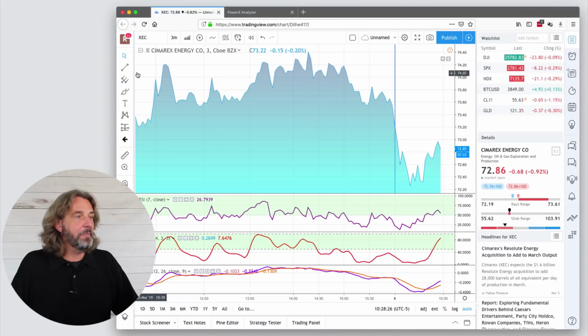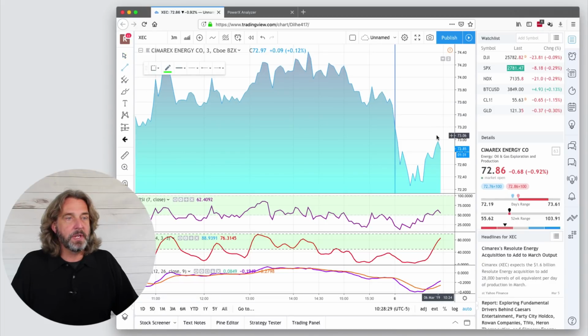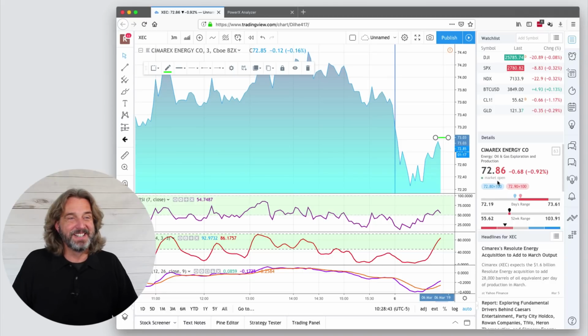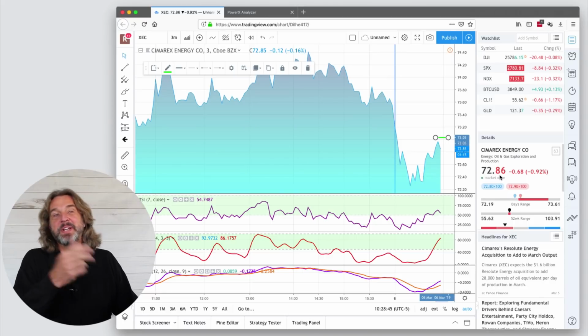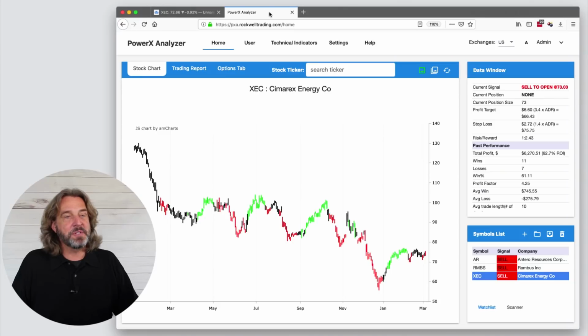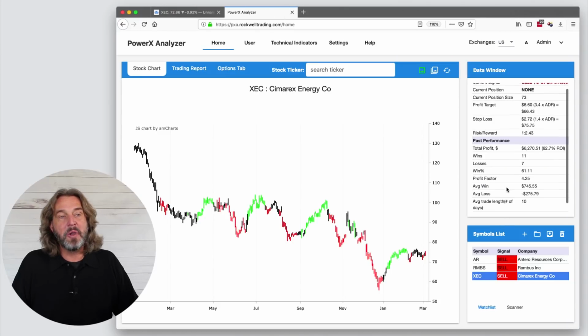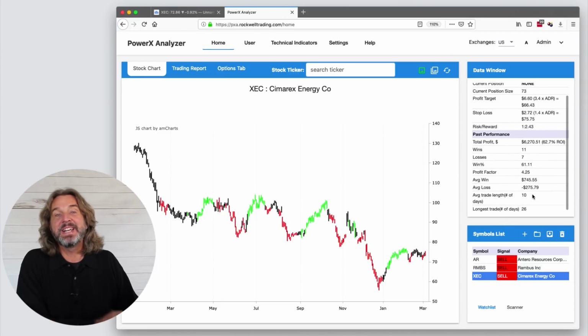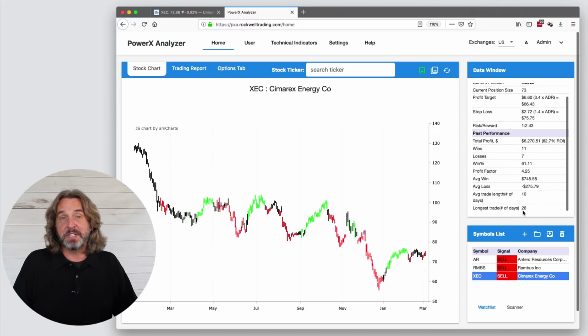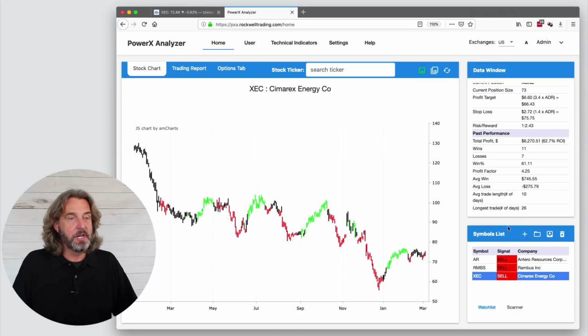So let me see if I can draw a line. I sold it at 73.03 right here. Okay. There we go. So this was my entry. So as you can see, making a few dollars here. But you see, that's the point. So am I concerned about this right now? Not at all. How long do I expect to be in a trade? For 10 days at least, right? And it could be that it is 26 days. So again, for the next 10 days, we'll be fine.